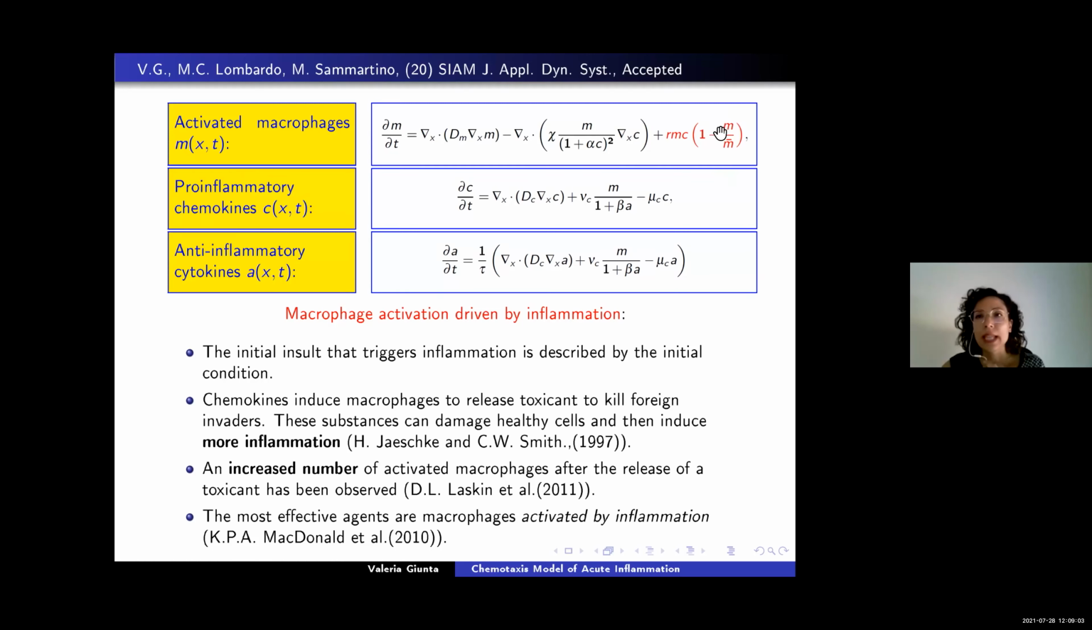We have also included a saturation term. M bar, which is the carrying capacity, is a constant, and here we assume that it is equal to the average density of resting macrophages, and there is a particular density in each tissue of our body. This term is one of the novelties of our model, because generally in models of acute inflammation, the number of activated macrophages is kept fixed.